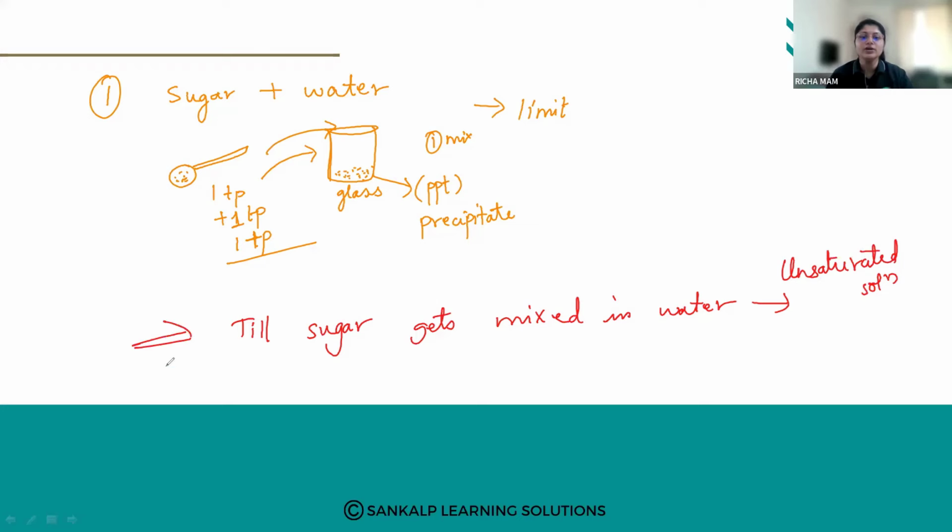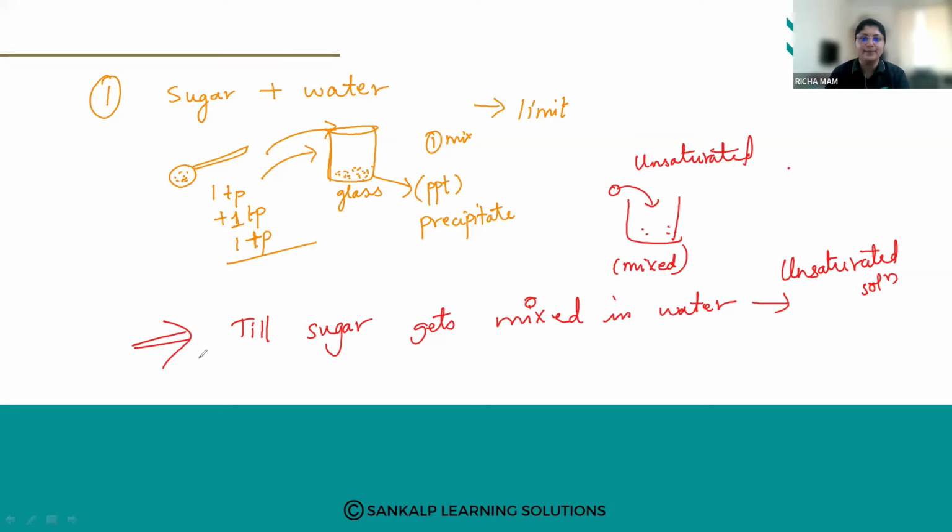Till the sugar gets mixed, till how much the sugar is getting mixed into the water, then it is called an unsaturated solution. Suppose I have this beaker, I'm adding the sugar. So this is getting mixed. So this is called an unsaturated solution.